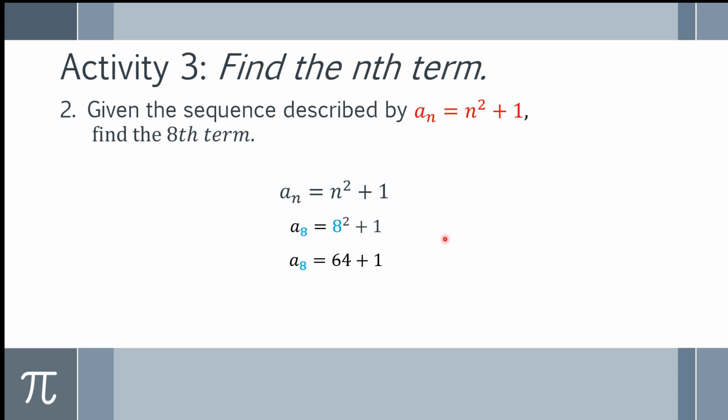Next, we need to simplify. A sub 8 is equal to 64. How did we get 64? That's 8 squared. 8 times 8. And then plus 1. Next, the final answer will be a sub 8 is equal to 65. 64 plus 1 is 65. So our 8th term for this sequence is 65.